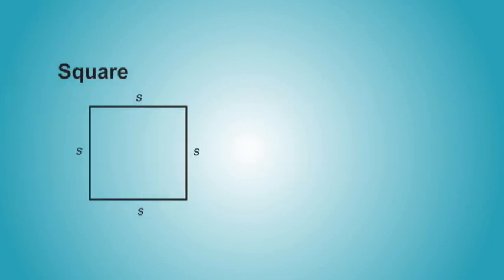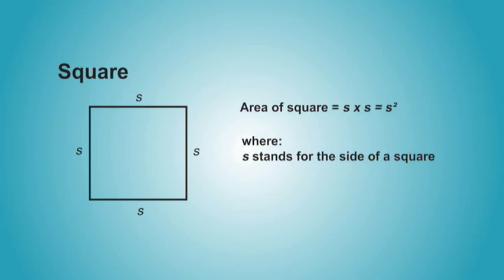To get the area of a square, you multiply the length of a side by itself. That's area of square equals s times s, or area of square equals s squared, when written down, where s is the side of a square.